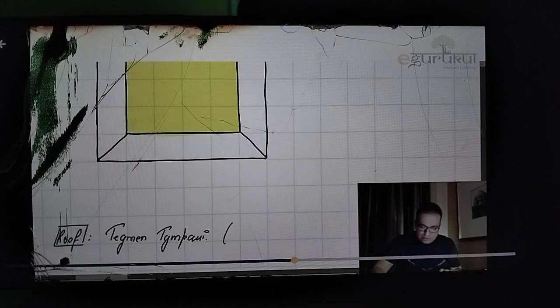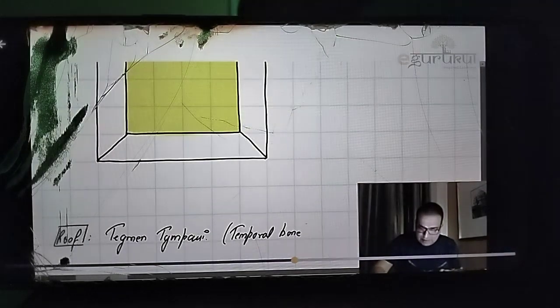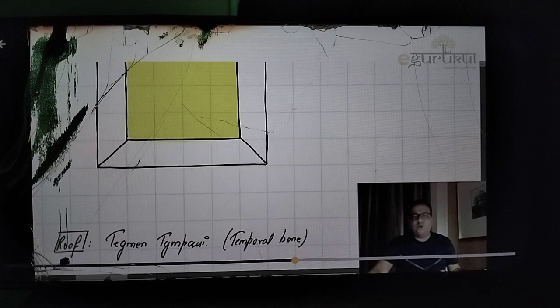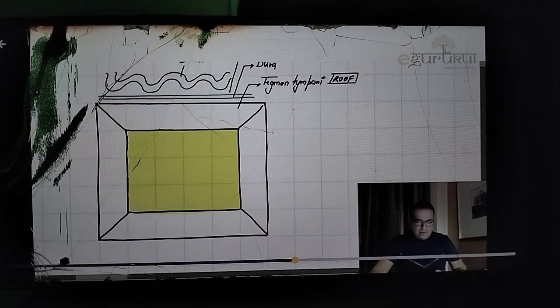Tegmen tympani, which is a part of what bone? It's a part of temporal bone which separates middle ear cavity from the middle cranial fossa, or you can say from the brain, temporal lobe of the brain. Right? So guys, this is the roof here.